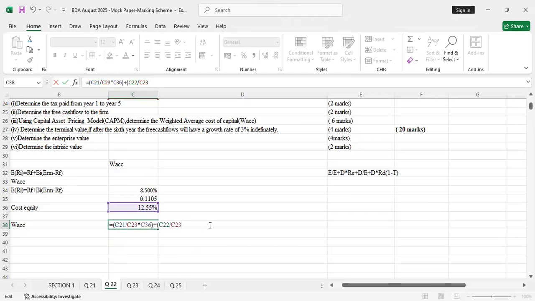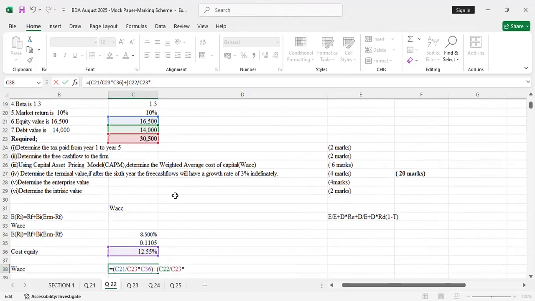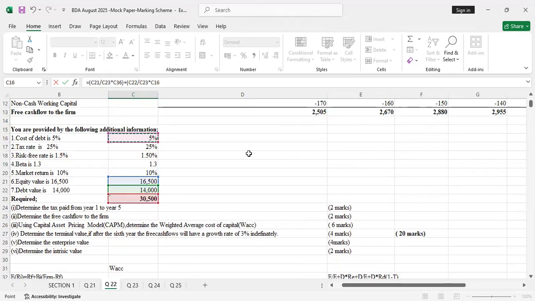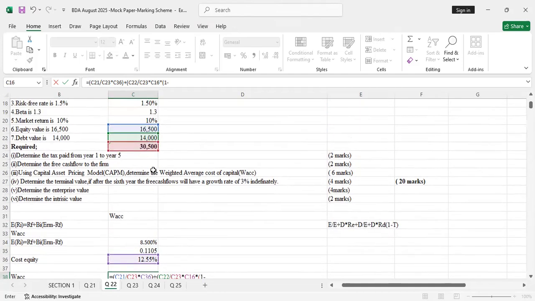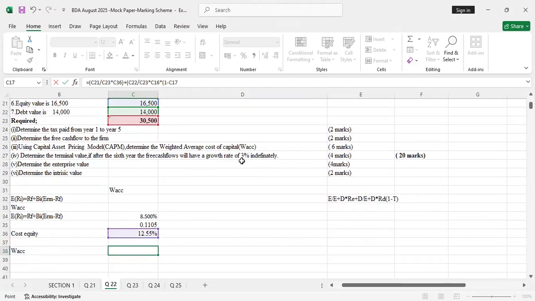Then you multiply by what? You multiply by the cost of debt. The cost of debt we are given here as 5%. So multiply that by 5%. But remember that this has to be multiplied by what? By the tax rate. So times, my bracket, 1 minus the rate, which is 25%. The tax rate, which is 25%. That way.